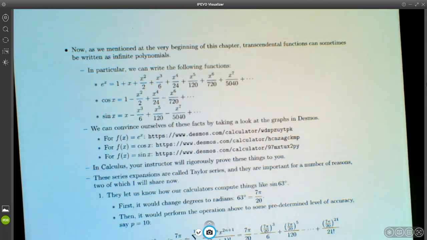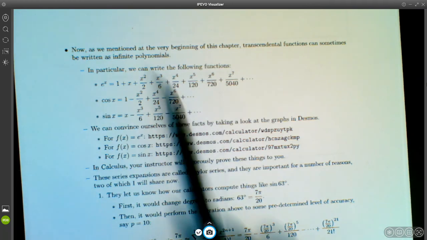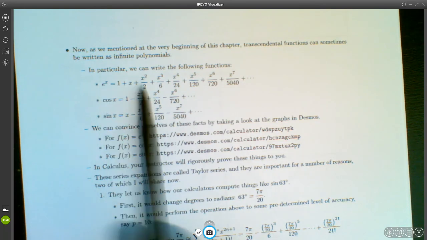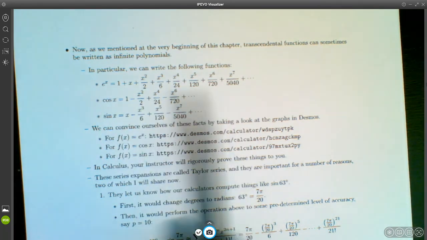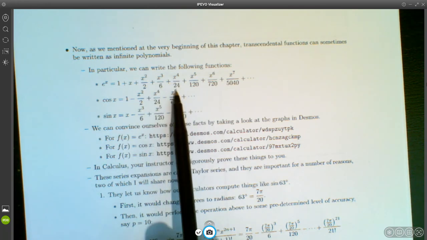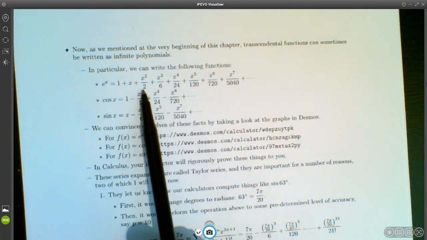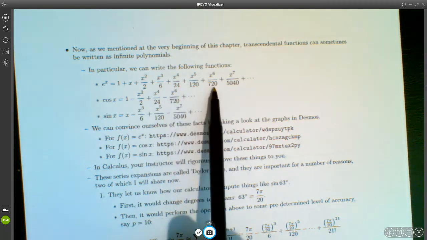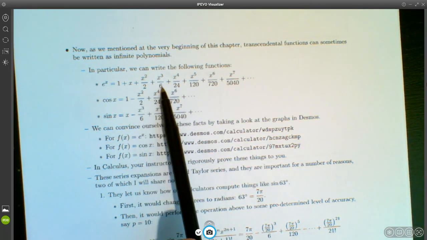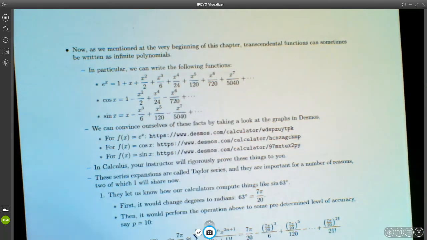So it turns out that the transcendental functions that we've covered in this chapter can be written as infinite polynomials. E to the x can be rewritten as this infinite polynomial: 1 plus x plus x squared over 2 plus x cubed over 6 plus x to the 4th over 24 and so forth. And there is a pattern with these numbers that you're going to explore in detail in calculus. For those of you familiar with factorials, this is 2 factorial, 3 factorial, 4 factorial, 5 factorial, and so forth.